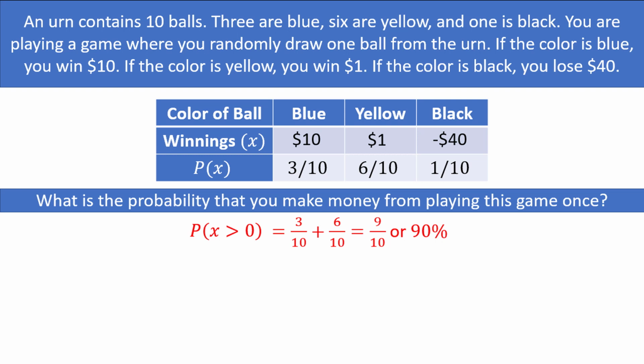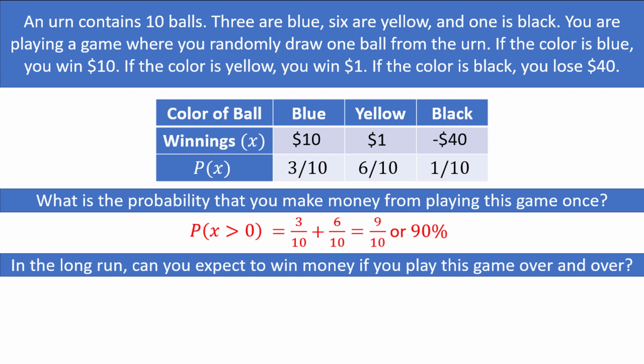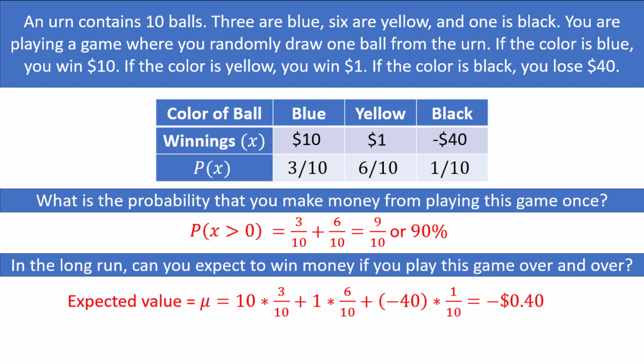We might want to know, in the long run, can you expect to win money by playing this game over and over and over? To determine this, we will calculate the expected value, which is equal to 10 times 3 out of 10, plus 1 times 6 out of 10, plus negative 40 times 1 out of 10, which is equal to negative 40 cents.